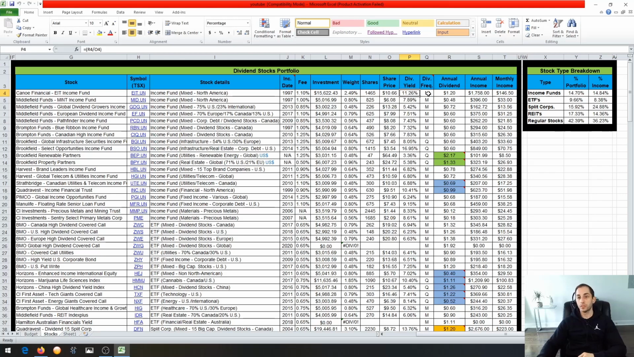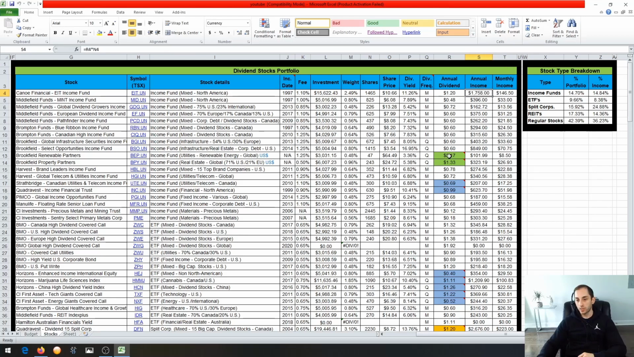Then there's the dividend frequency, so M for monthly, Q for quarterly. The annual dividend rate is here, under annual dividend. And then you have the annual income, which is how much money I'm going to make with this fund for the year, and the monthly is just the annual divided by 12.